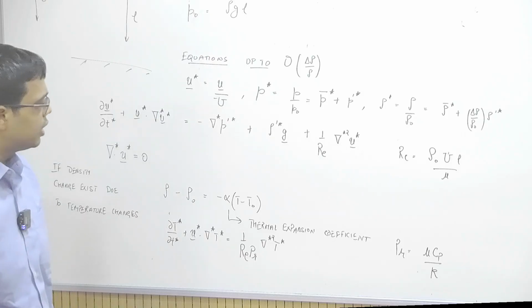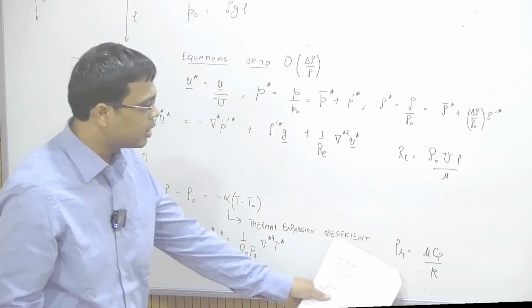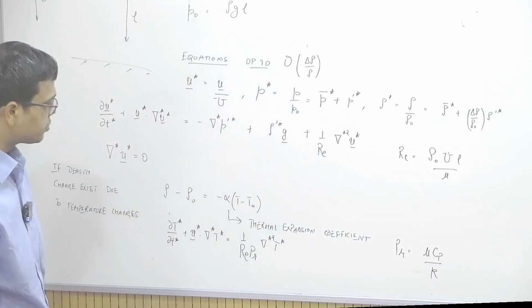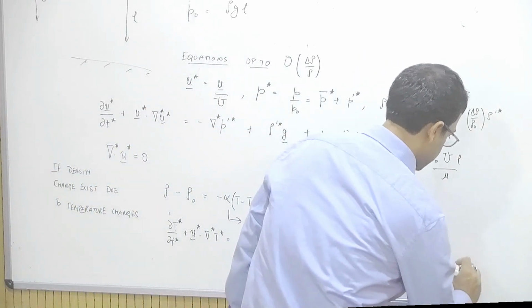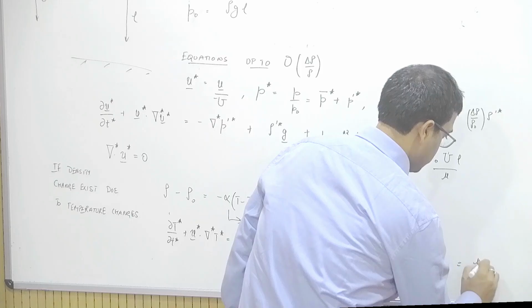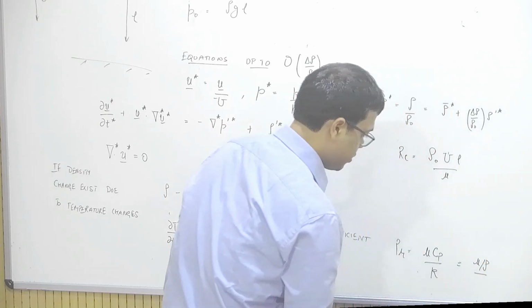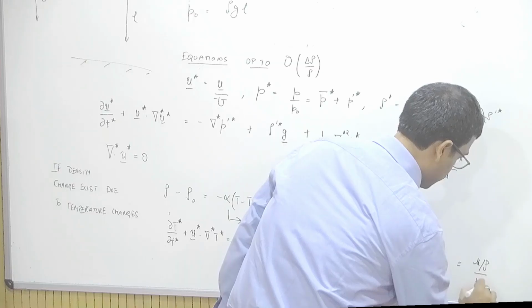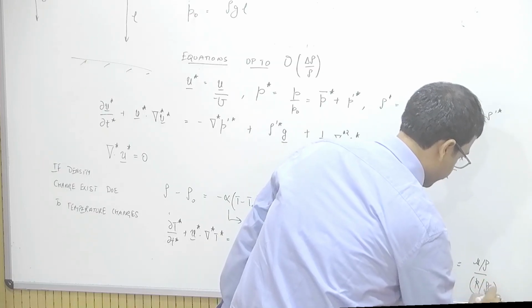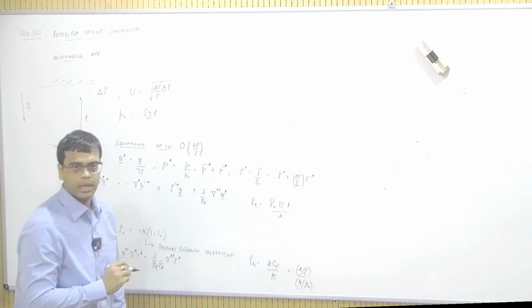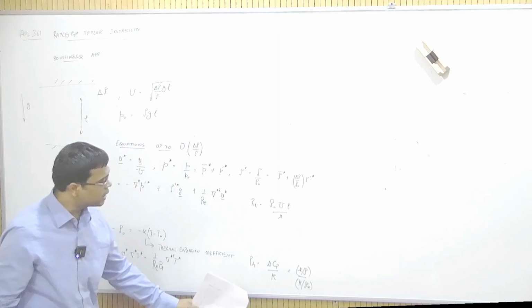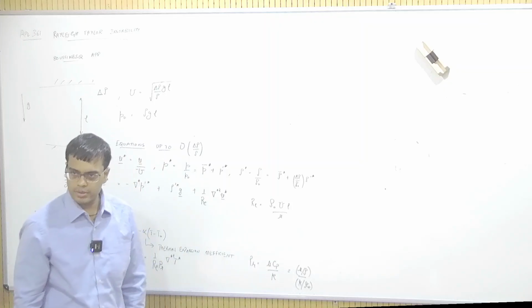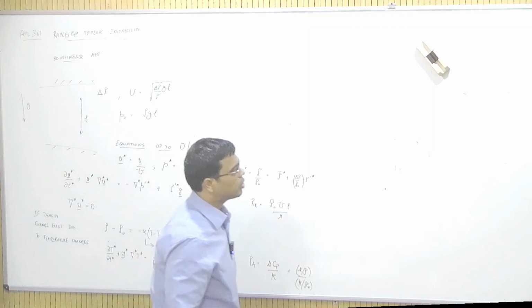K is your thermal conduction coefficient. You can also write this as mu by rho over K by rho Cp. There is some intuition that you can gather from here. Basically, it's a ratio of two diffusivities.